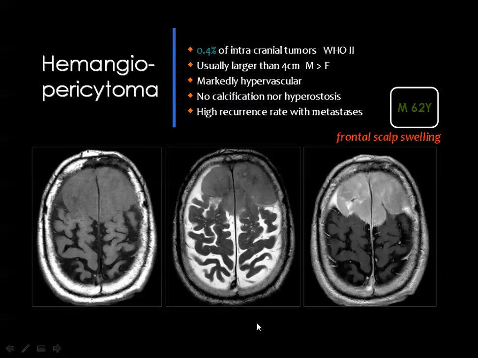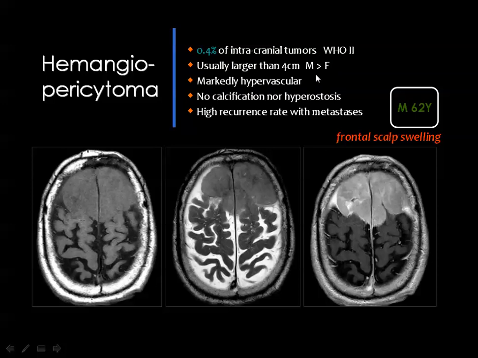Then we came to an important issue, which is the hemangiopericytoma, which is also a tumor of meningeal origin. And this tumor has many diagnostic relationships to the meningioma itself. But this tumor is aggressive, and it represents about 0.4% of all intracranial tumors. You remember, meningioma is about 14%. And this tumor is usually larger than 4 centimeters in diameter, and it affects males more than females.